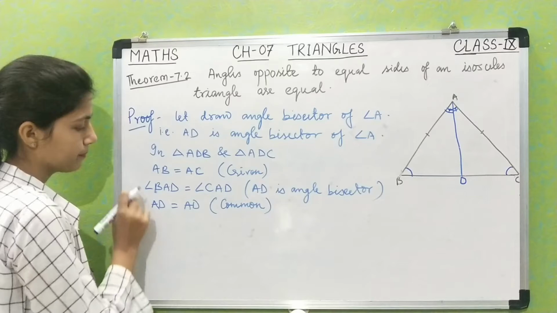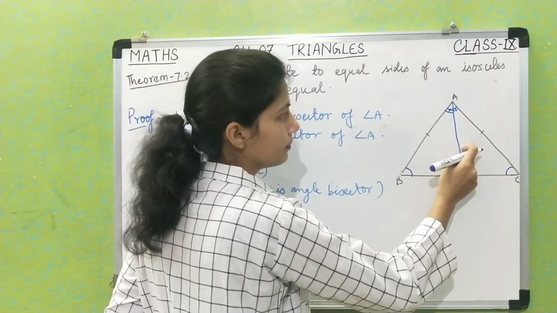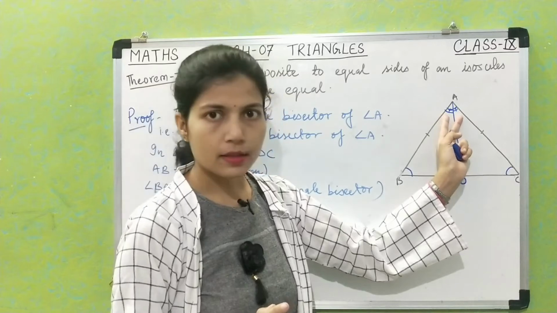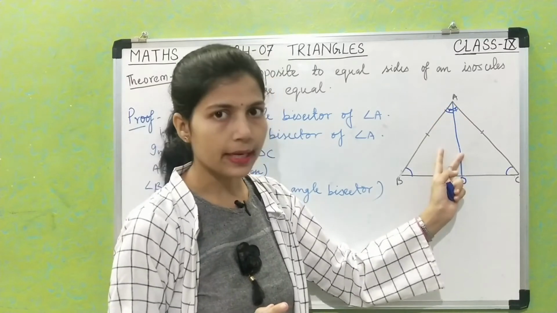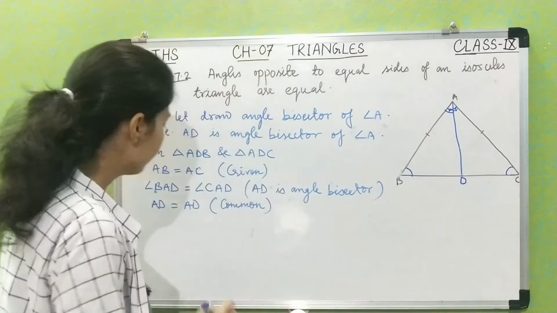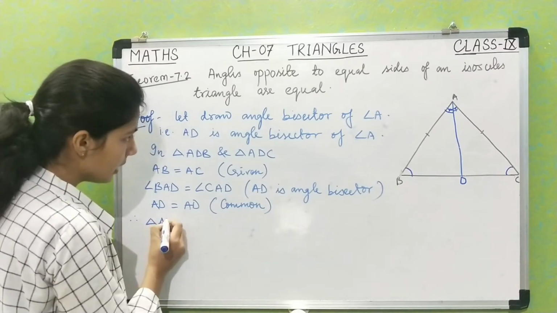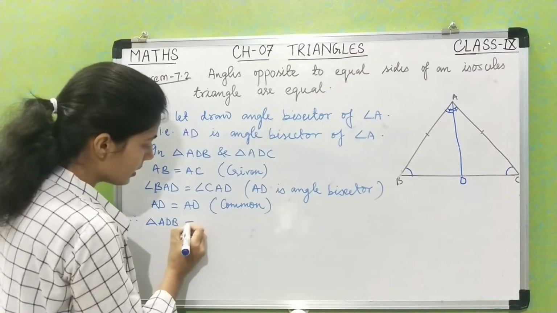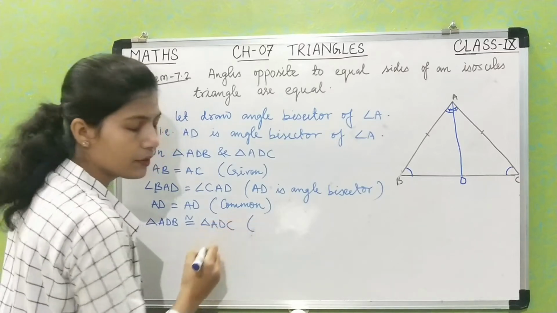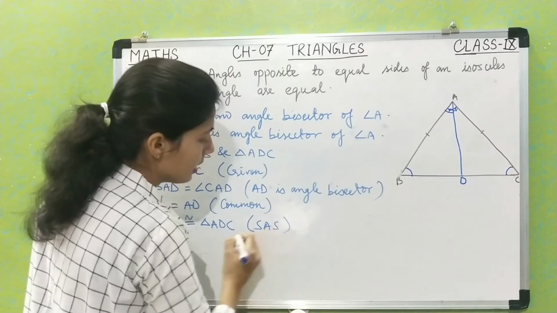Okay, so now see, by side angle side, one pair of this side, then one pair of these angles and one more pair of side. So by SAS, these two triangles will be congruent. Okay, so therefore triangle ADB is congruent to triangle ADC. Why? Which congruency criteria? Side angle side, by SAS.